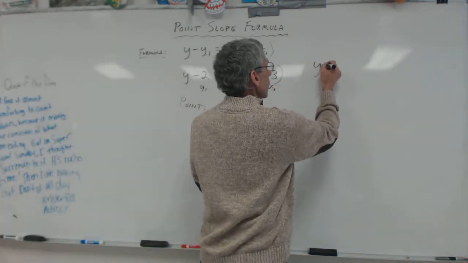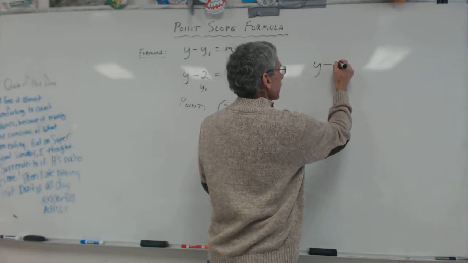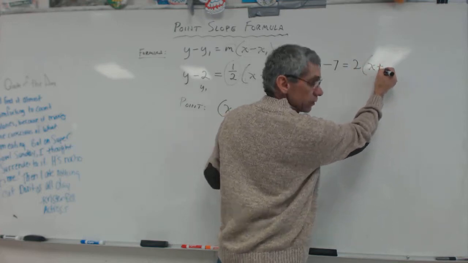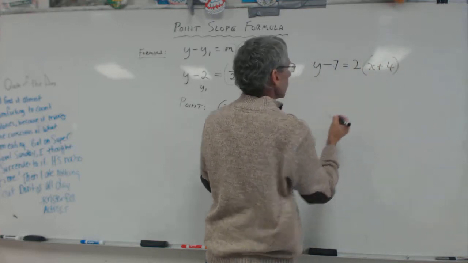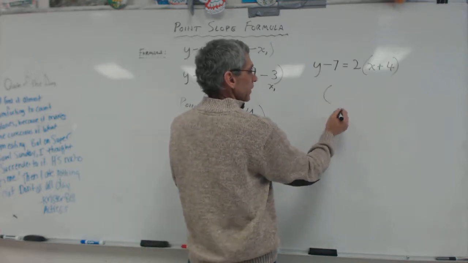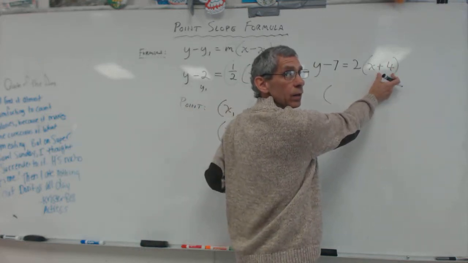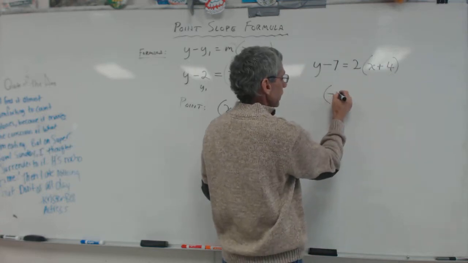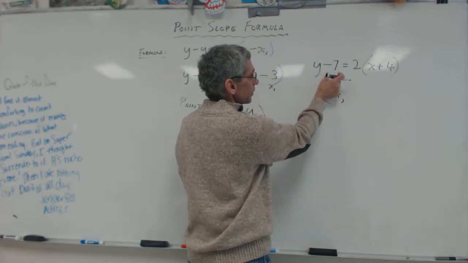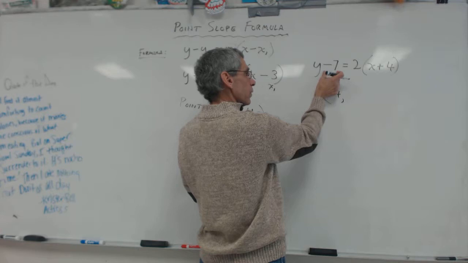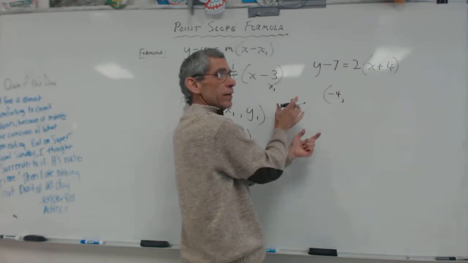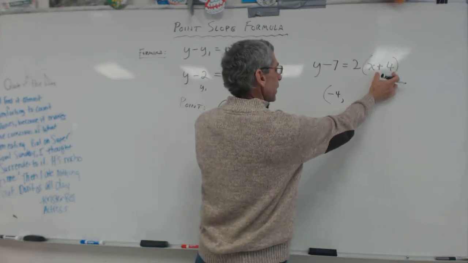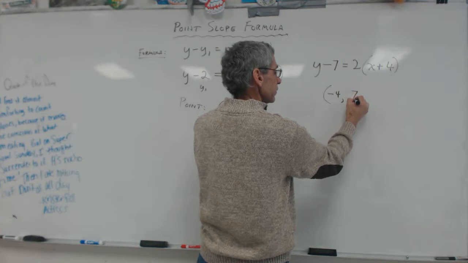Okay, let's do a few. Let's just try a few. So y minus 7 is equal to 2 parentheses x plus 4. So my point is the opposite of +4. What's the opposite of +4? -4. So I'm going to write -4, comma, the opposite of -7. Remember, that's my x1. This is my y1. It's weird because you have the x's on the right and the y's on the left. That's not typical, right? But that's how this works. So the opposite of +4 is -4, and the opposite of -7 is +7.